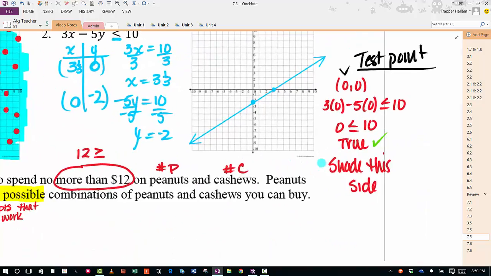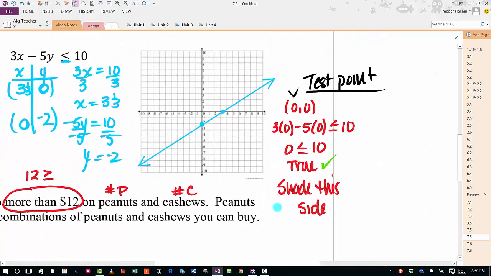We did this inside of the investigation. You pick any test point. We said that, so let me change to red. I generally pick 0, 0. There it is. It's not on the line, so we're good. So pick 0, 0, check. Plug it into the inequality. 3x minus 5y is less than or equal to 10.